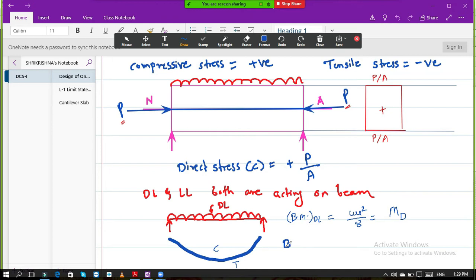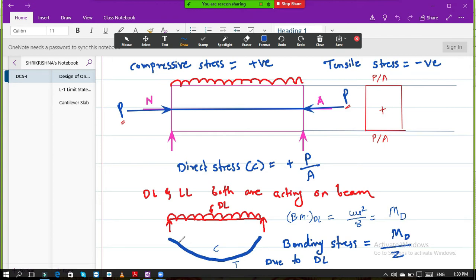So the bending stress is equal to, you know the formula for bending stress, it is M by Z. This is the universal formula, you know that. M by I equals F by Y equals E by R, from that this formula is derived, M by Z. So if I specifically say bending stress due to dead load, then I should consider the bending moment for dead load. So it is MD by Z.